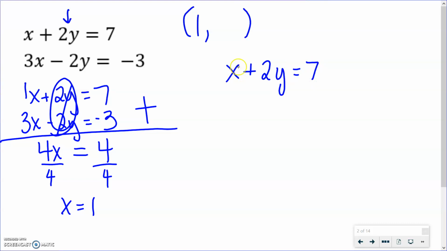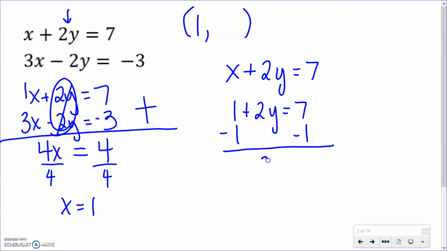So I know that this x is equal to 1, so I'm going to substitute in a 1 there and get that 1 plus 2y equals 7. Now I can solve this two-step equation by subtracting 1 from both sides and get 2y equals 6. Divide both sides by 2 and get y equals 3. So our final answer here is (1, 3), the point where those two lines would intersect.